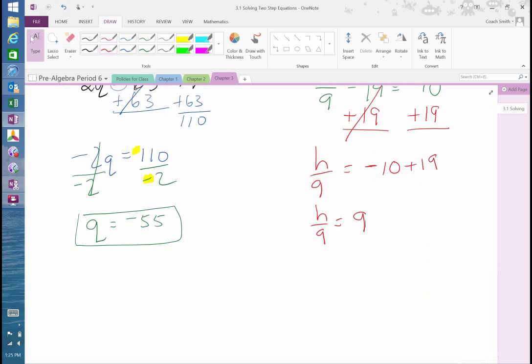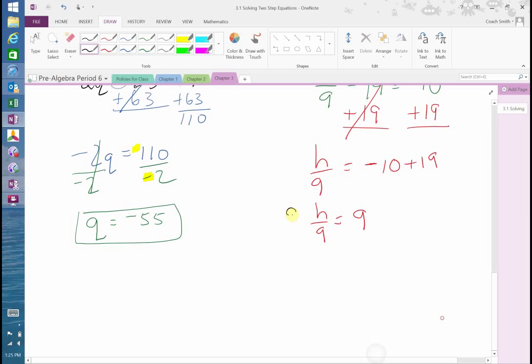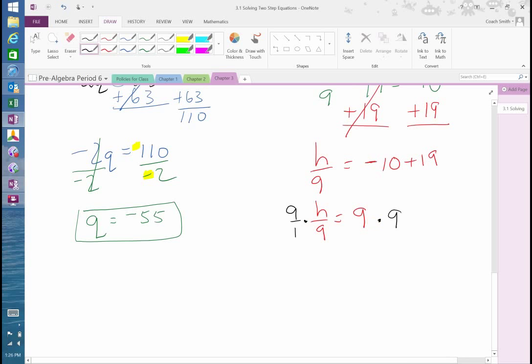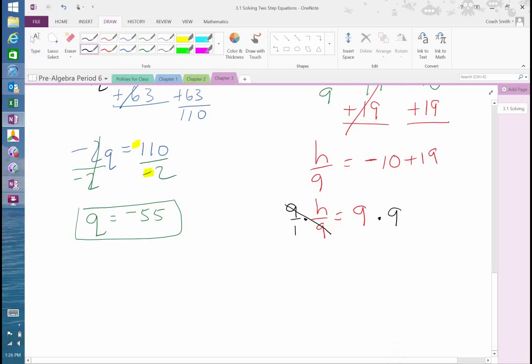Now, to solve this part, we've got to multiply both sides by 9. So those two cancel, leaving me with h is equal to 81. Because it's division, we have to multiply. Because you're dividing 9 into h, so you're saying 9 into some number is going to equal 9. Well, 9 into 81 is equal to 9. That's why it's 81. Okay?